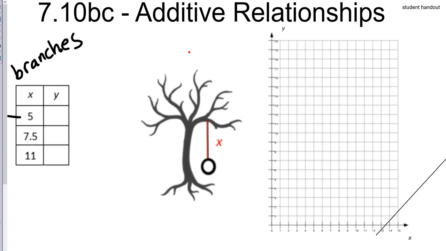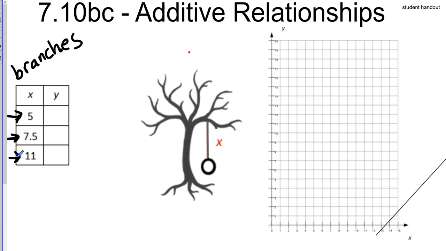Okay, so this one, he wants to see if he uses a branch that's 5 feet from the ground versus a branch that's 7.5 feet from the ground versus a branch that's 11 feet from the ground. So he's trying to figure out which branch he wants to tie the rope to make his swing. Make sense? Okay, so that's what those numbers mean. Now, what he knows is he's going to need that amount of rope. He's going to need 5 feet of rope for a branch that's 5 feet, 7.5 feet of rope for a branch that's 7.5 feet, or 11 feet of rope for a branch that's 11 feet.